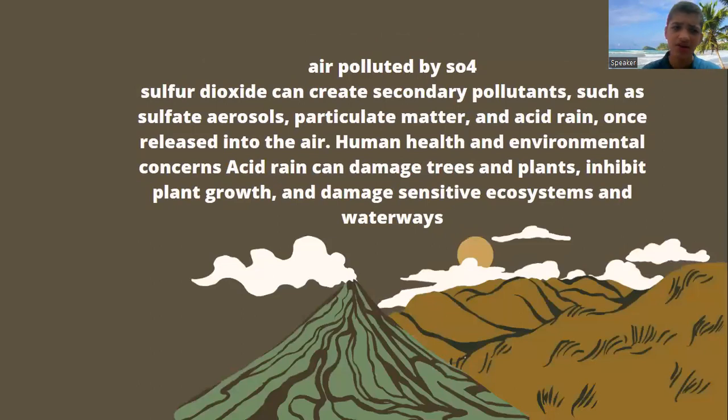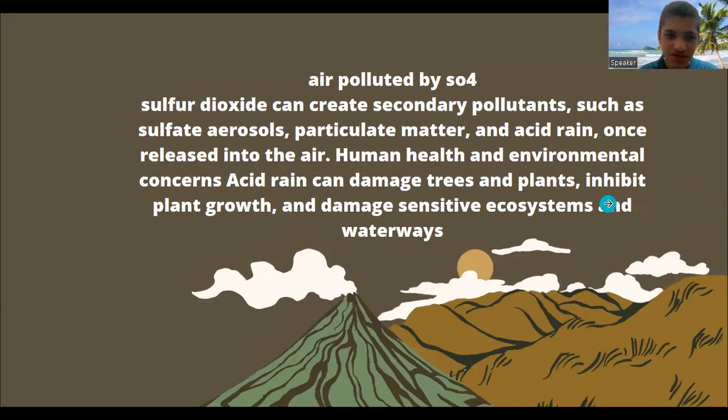and now air polluted by sulfur dioxide, which is made up of sulfur and oxygen, one sulfur and two oxygens. It can create secondary pollutants such as sulfate aerosols, particulate matter, and acid rain once released into the air.